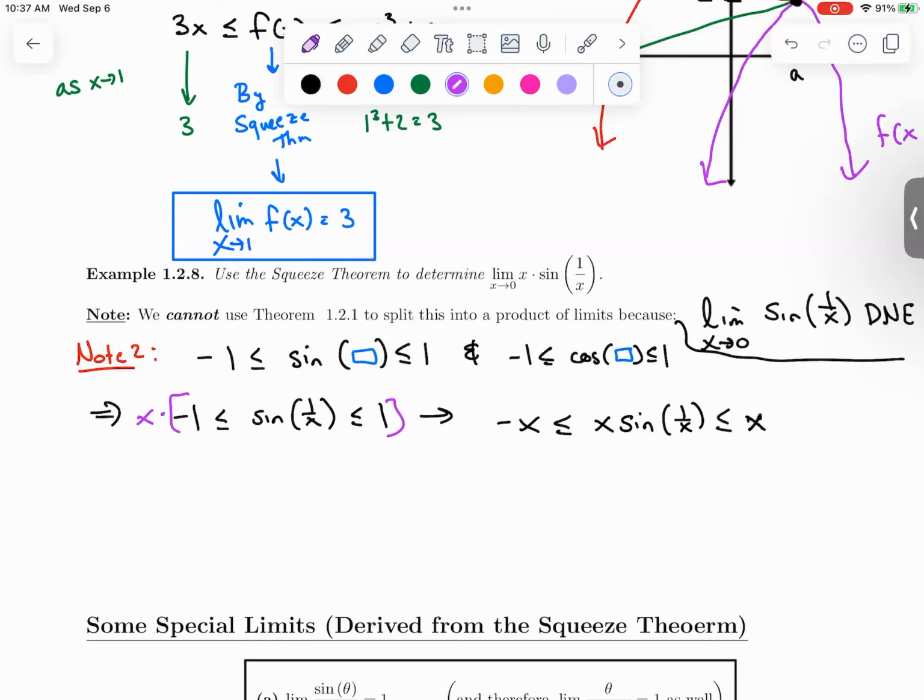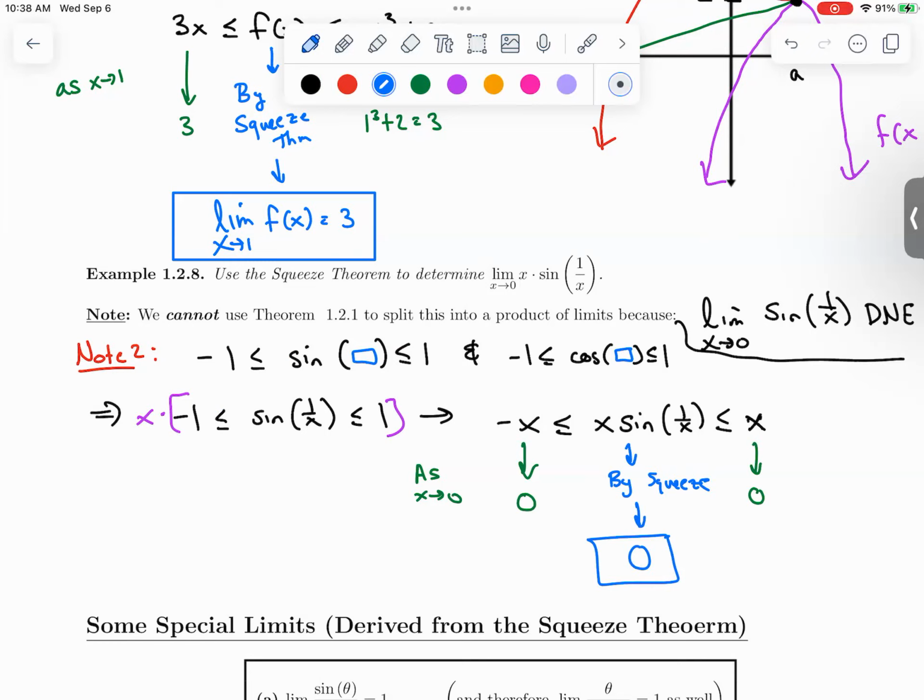So in a similar fashion, we're trying to find the limit as x approaches 0. As x approaches 0, -x will approach 0, and so will x. So by the squeeze theorem, this also has to be 0. And that's just a tricky one.